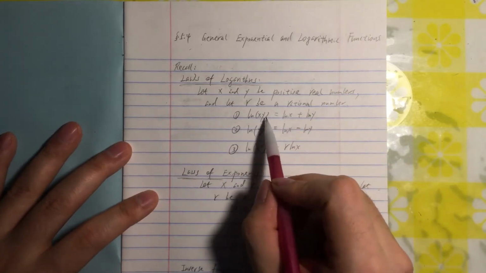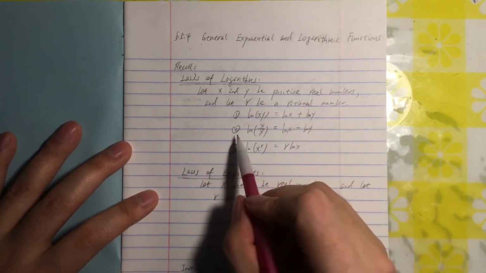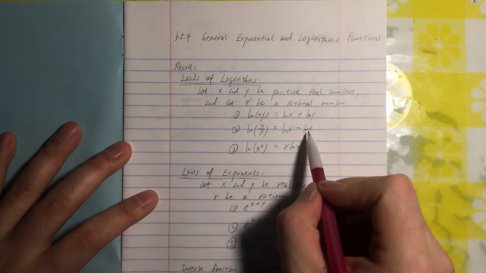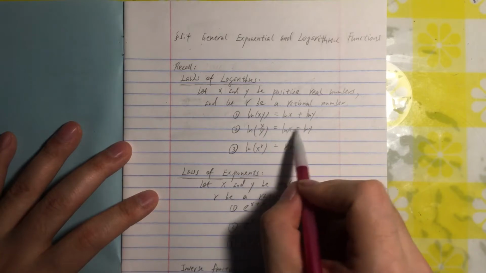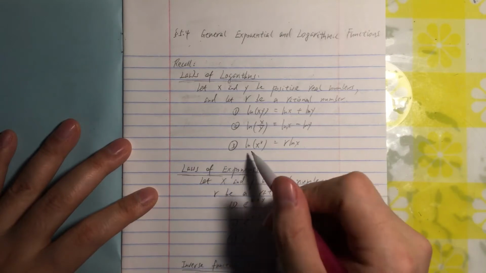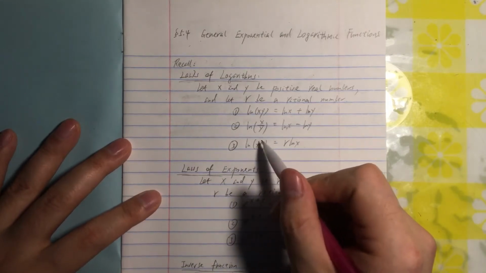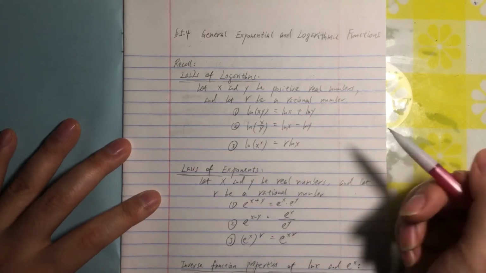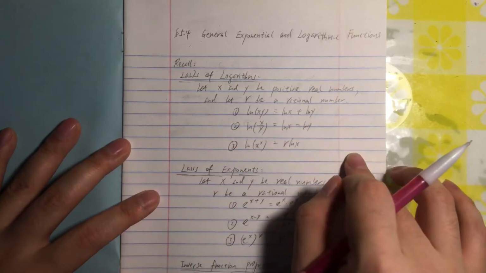Ln of x times y is the same as Ln of x plus Ln of y. Ln of x over y is the same as Ln of x minus Ln of y. So we can convert multiplication to addition, and convert division to subtraction. The third law says Ln of x to the power r. If r is a rational number, I can bring r to the front. I get r times Ln of x. Those are the laws of logarithms for natural logarithmic functions.